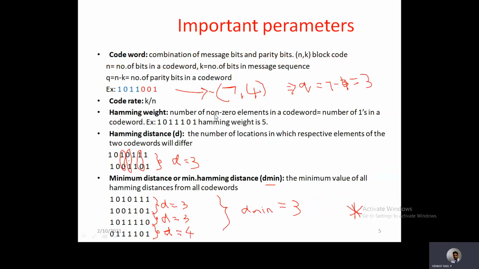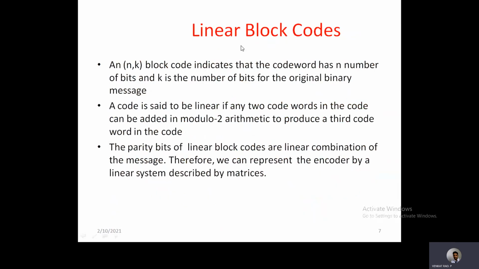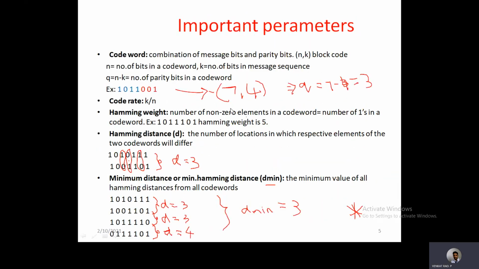Okay. Before the linear block code operations, we need to understand some parameters. Without that, it is very difficult to understand the complete encoding and decoding processes. That's why first we'll see some parameters that are required to analyze the coding operations. First thing is, what is a code word?